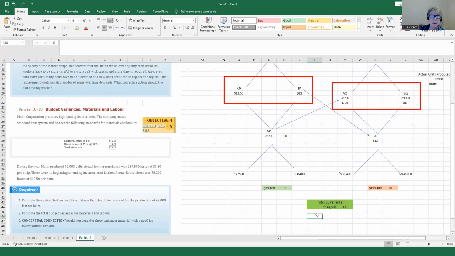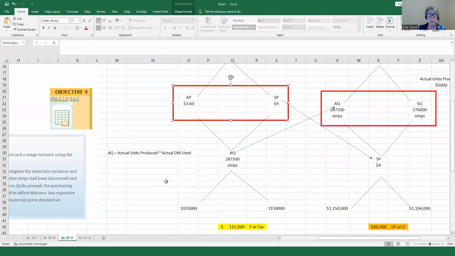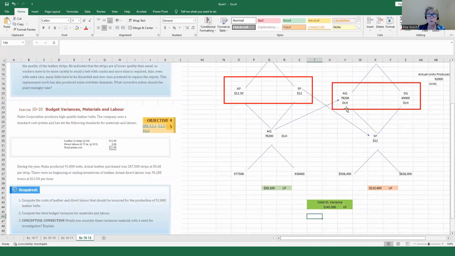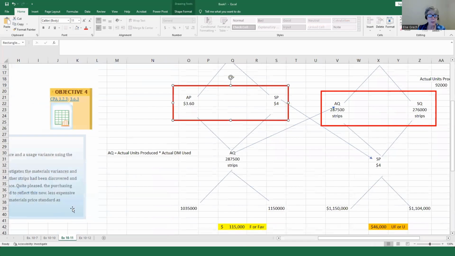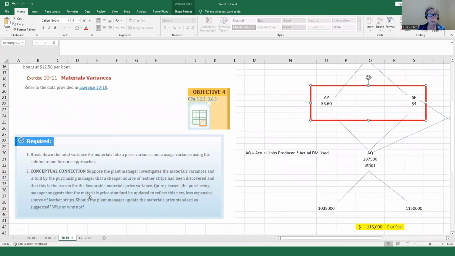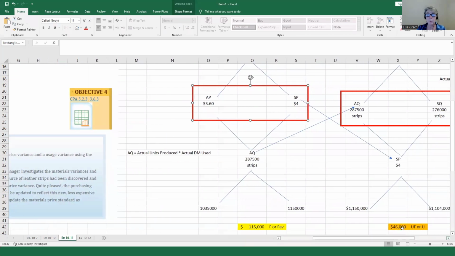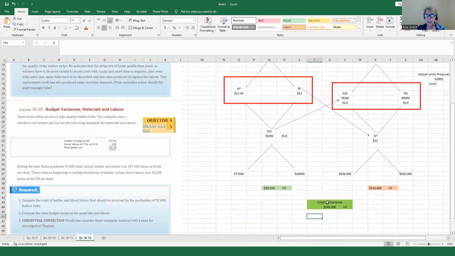This may be because the purchasing manager bought cheap leather strips. And not only are we using more leather strips, but we're using way more hours of direct labor because they have to rework all these products. So when it says, should we update immediately, the purchasing manager is like, yay, look at us. We saved $115,000. Yes, you did. But it cost us $46,000 in additional strips used. And then it cost us $149,000 more potentially for the labor.